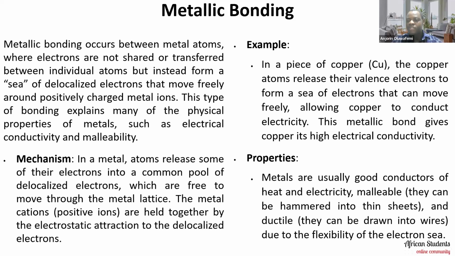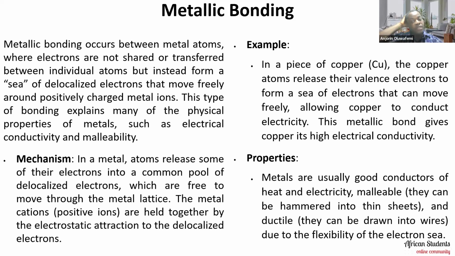This metallic bonding gives copper its high electrical conductivity. So that is what metallic bonding is all about. You discover that the metal will release some of the electrons into a common pool of delocalized electrons, and it gives them freedom to move freely. The electrons are able to move freely, and it also enhances the electrical conductivity of metals.